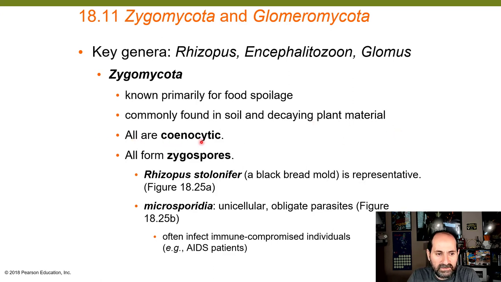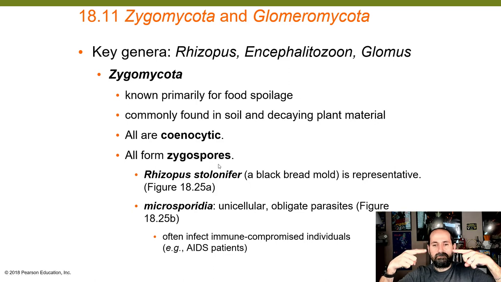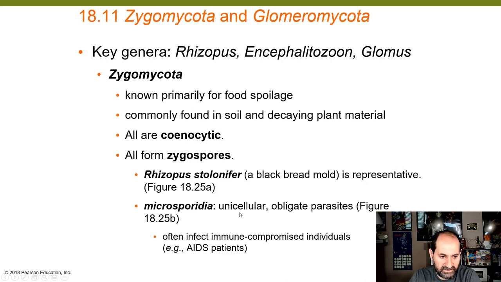They are coenocytic, or cenocytic, I should say, which means that they form multiple cells with the same cytoplasm, right? So the cytoplasm kind of flows throughout the cells. It's a multicellular hyphae with cytoplasm throughout all the cells. All form zygospores. Zygospores are sexual spores where opposite mating types of hyphae come together and form a sexual spore. I'll show you a picture of that in a little bit.